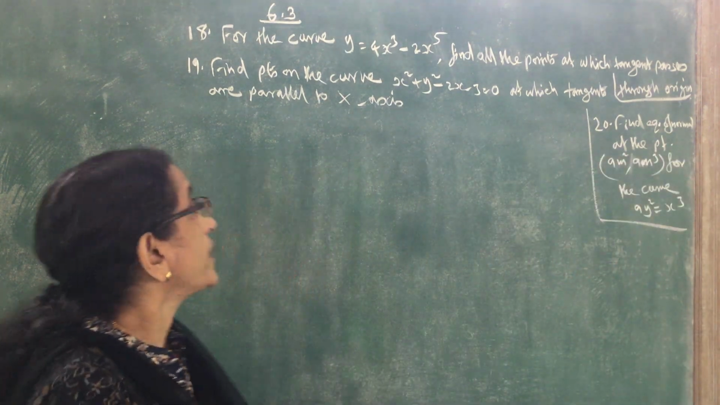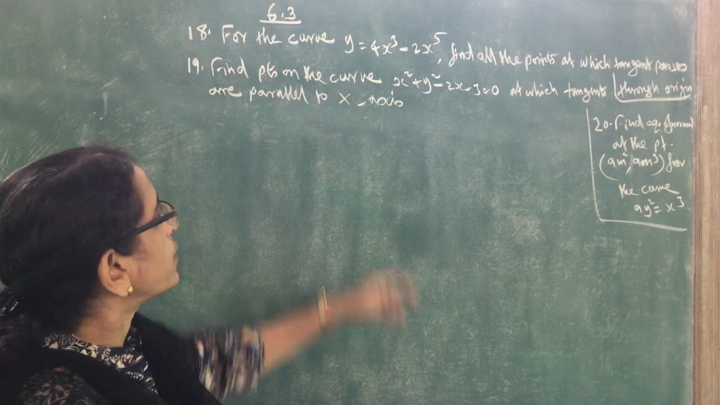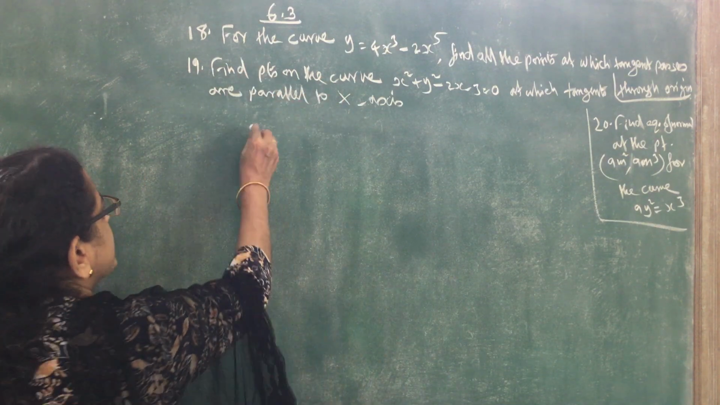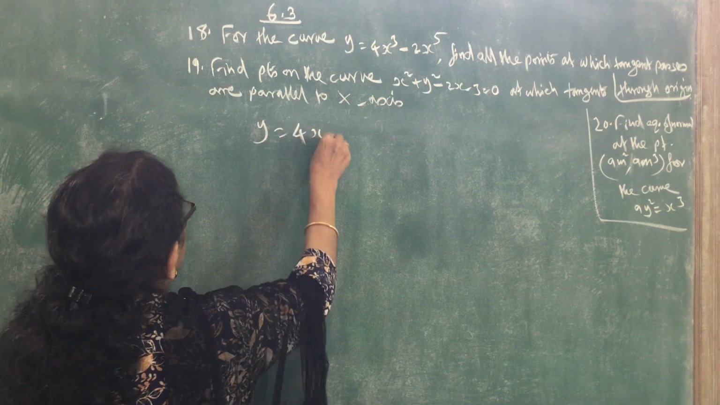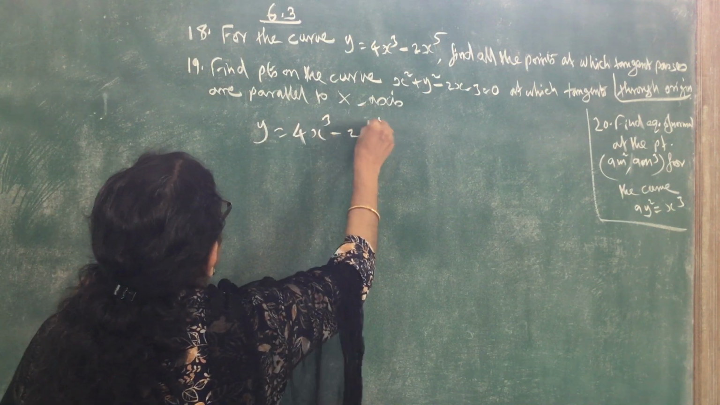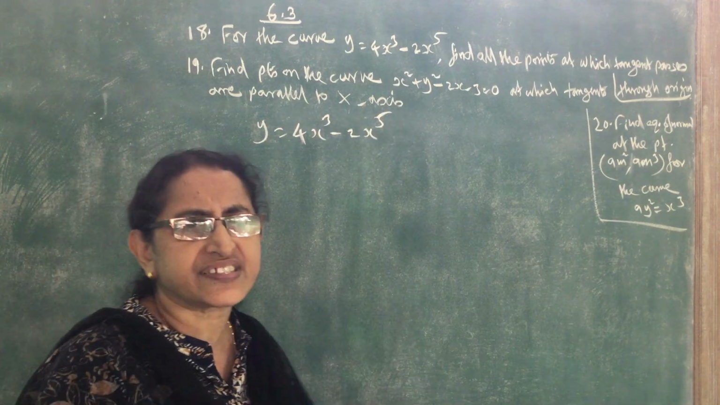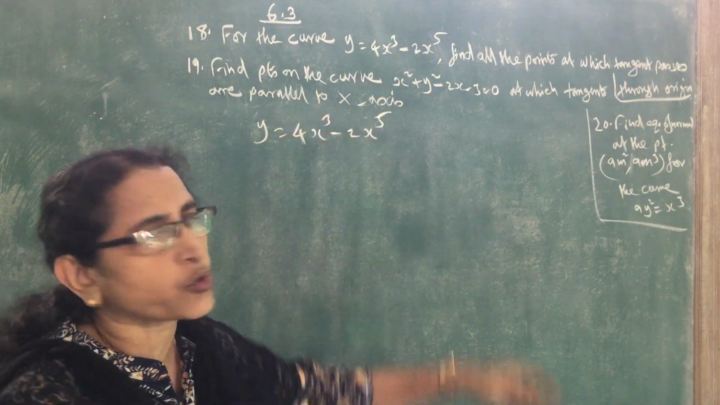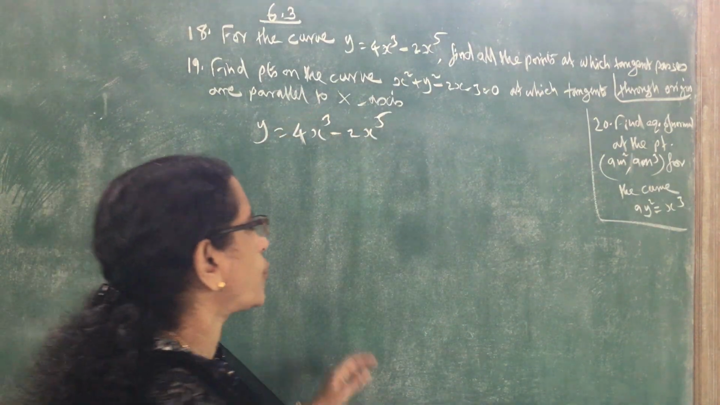6.3, 18th one. For the curve y equal to 4x cube minus 2x raised to 5, find all the points at which the tangent passes through the origin. Tangent passes through the origin.